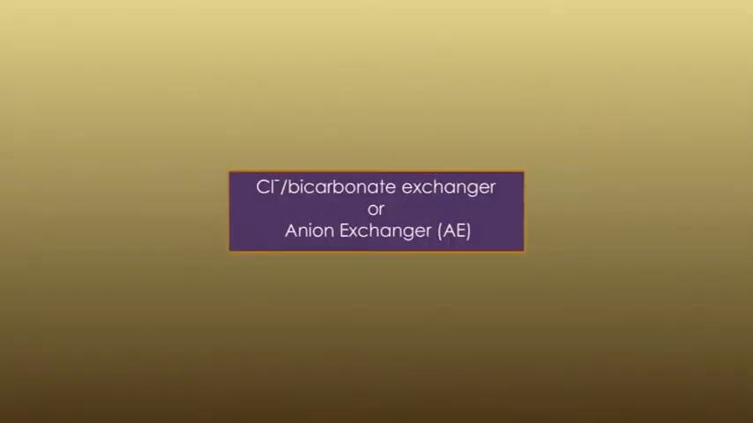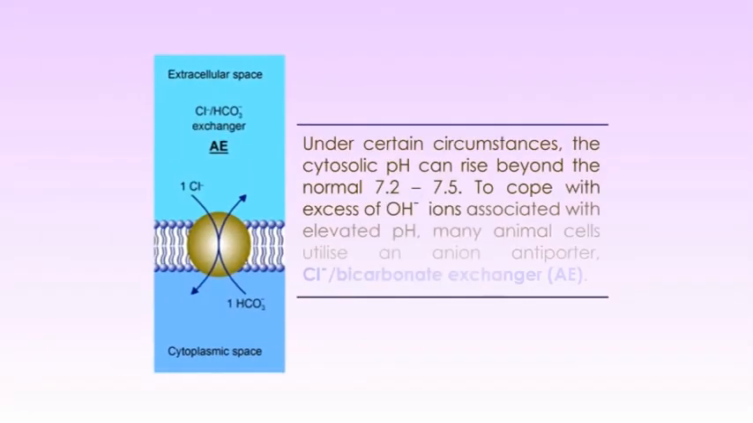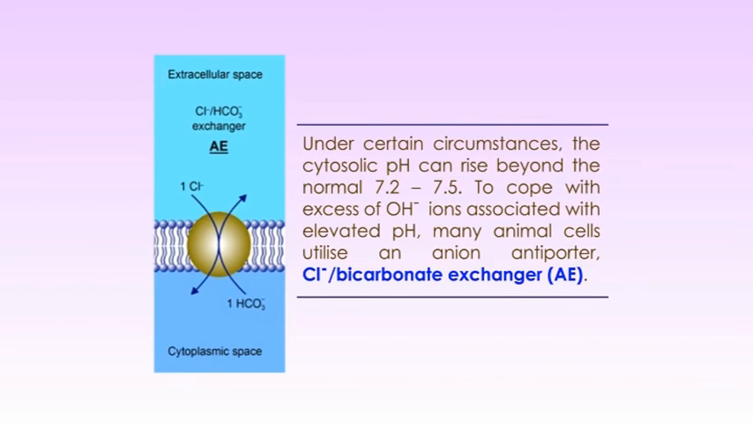The chloride-bicarbonate exchanger, or the anion exchanger. Under certain circumstances, the cytosolic pH can rise beyond the normal 7.2 to 7.5. To cope with excess of hydroxyl ions associated with elevated pH, many animal cells utilize an anion antiporter, the chloride-bicarbonate exchanger or AE.